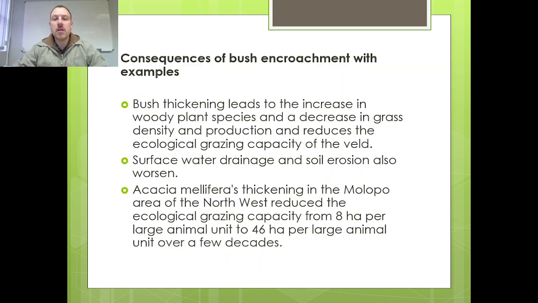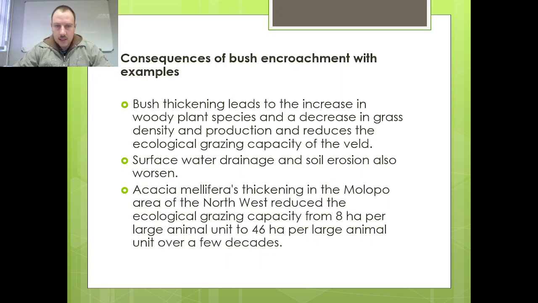Okay, so what are the consequences of bush encroachment? It leads to an increase in woody plant species, obviously, and a decrease in grass density and production, and reduces the ecological grazing capacity of the veld. Especially with regards to firstly the graze, and then, like we discussed earlier, the browse as well, eventually. Surface water drainage and soil erosion also worsen.